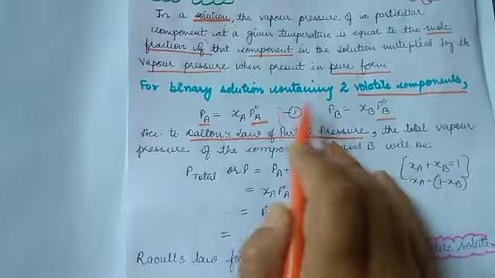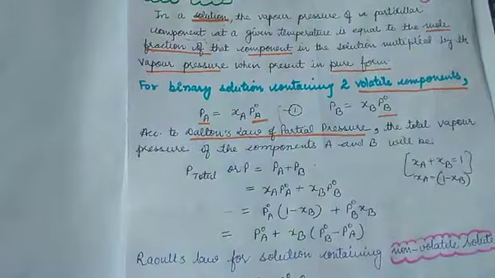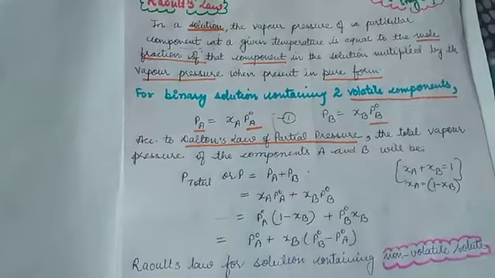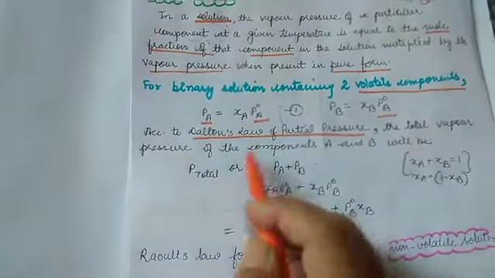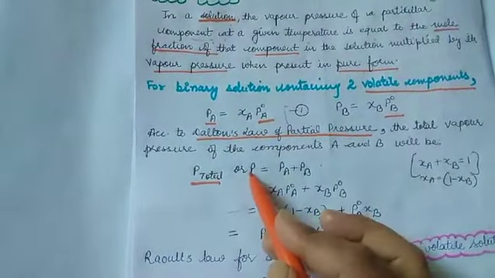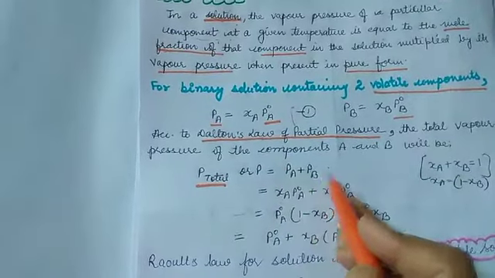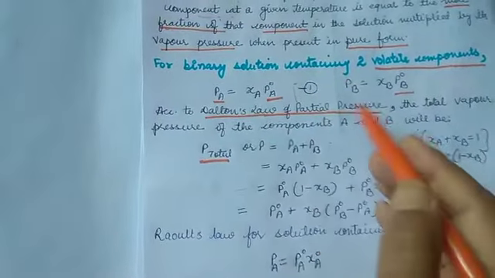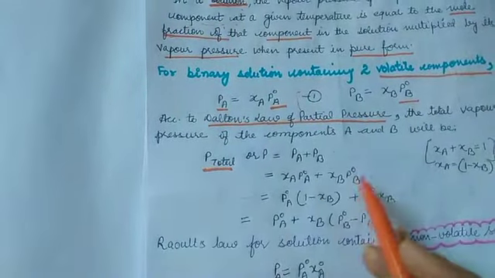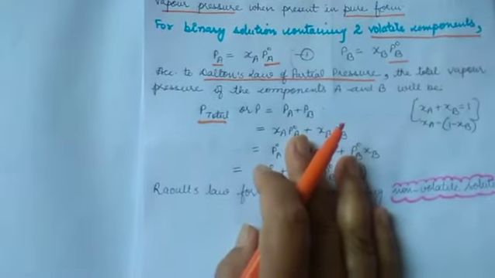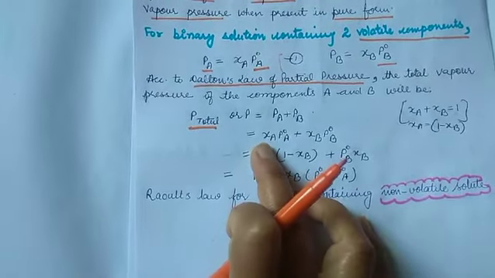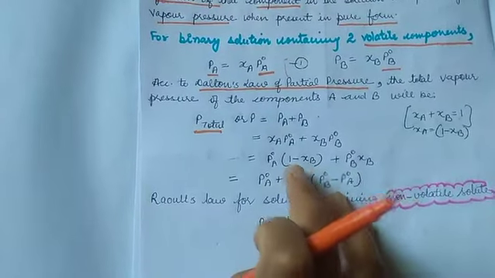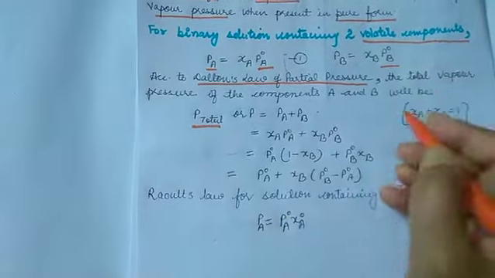Here we have taken the binary solution. So the total vapor pressure will be equal to the pressure of component A plus the pressure of component B. Therefore, we can write P total, or P, is equal to PA plus PB. Putting the value of PA, we get XA P naught A, plus putting the value of PB, XB P naught B. Now here, in place of XA, we are substituting 1 minus XB. We have substituted this from this relation.